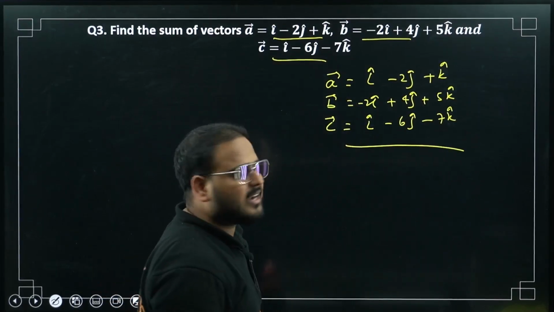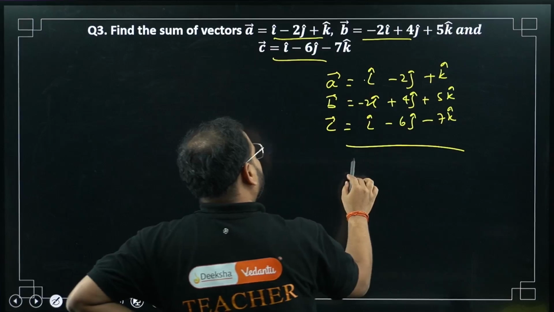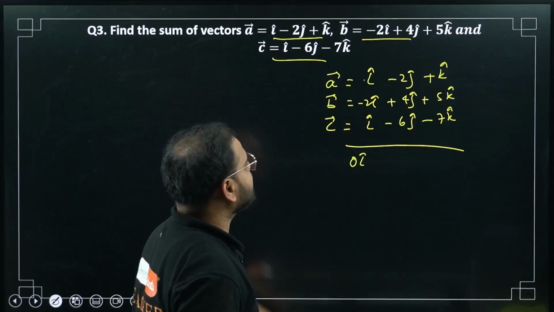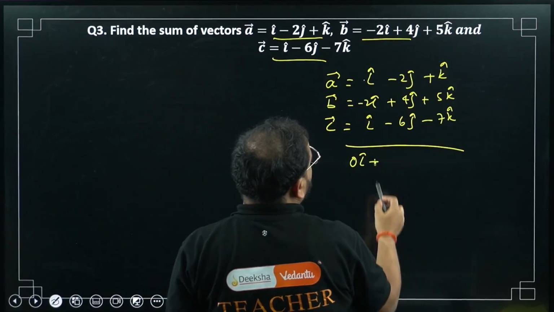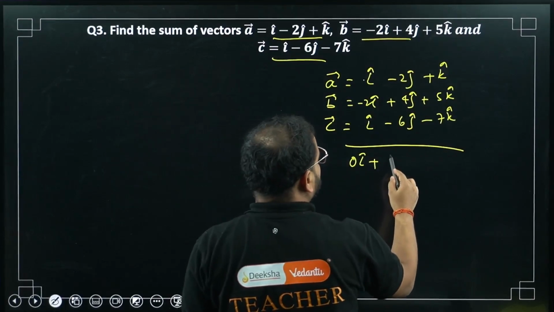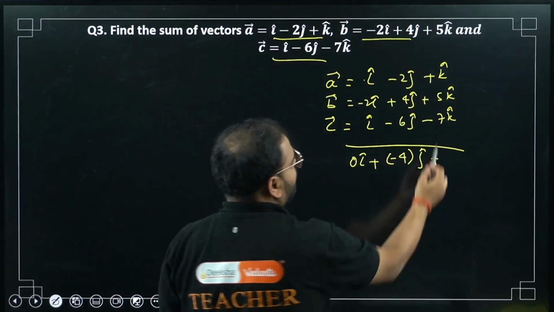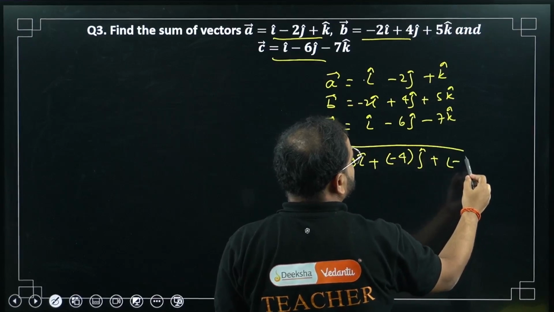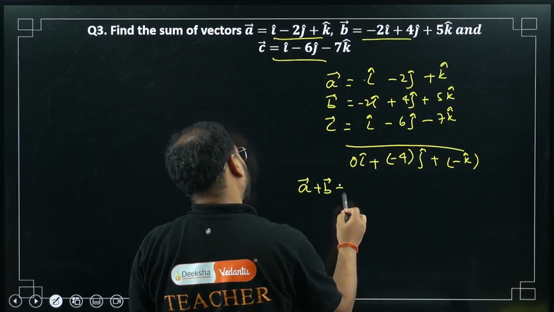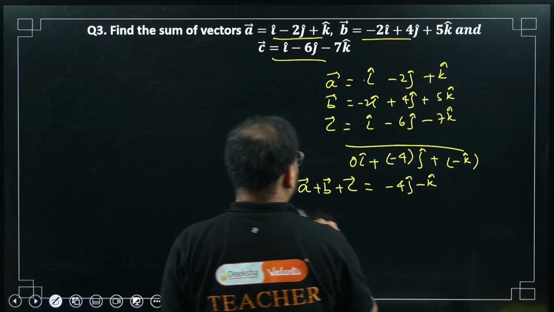In the direction of x, y and z, add the i cap terms together: 1 plus 1 is 2, minus 2, so 0 i cap. Now for j: plus 4 and minus 6 minus 2 is minus 8, plus 4, so minus 4j cap. For k: plus 5 plus 1 is 6, minus 7 is minus 1, so minus k cap. My final answer: the resultant of A plus B plus C is minus 4j cap minus k cap.